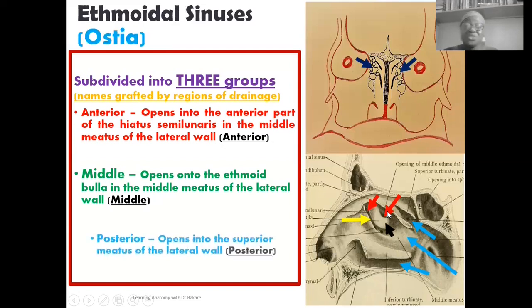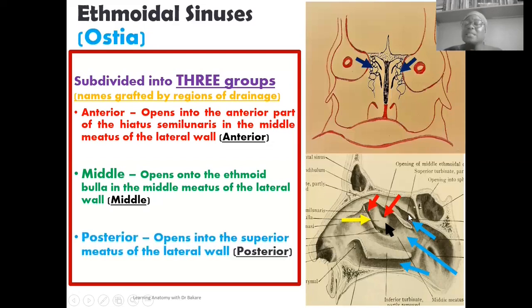Then going to the posterior ethmoidal sinus, this posterior ethmoidal sinus is seen to be opened behind the opening of the middle ethmoidal sinus. So this is where we have the opening of the posterior ethmoidal sinus. This is where we have the superior meatus. Remember, this is our middle meatus, this is our inferior meatus. So the posterior ethmoidal sinus is seen to be opened into the superior meatus.